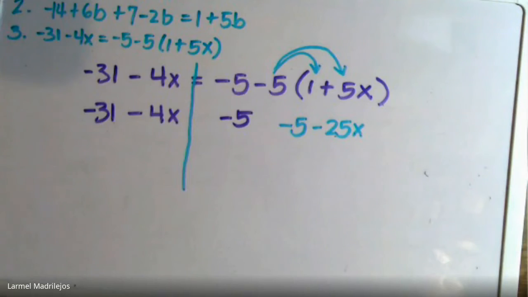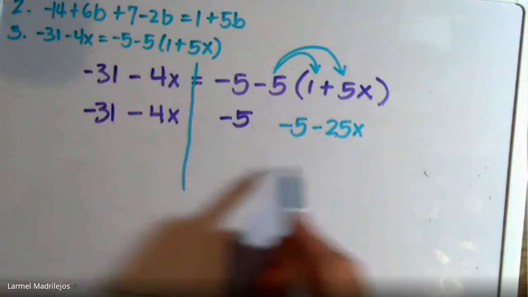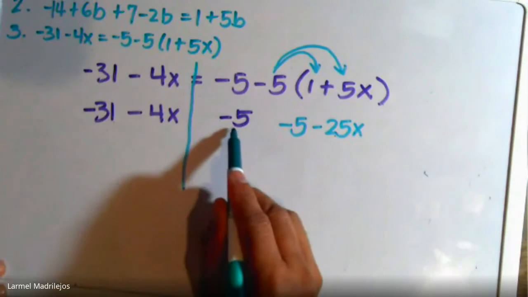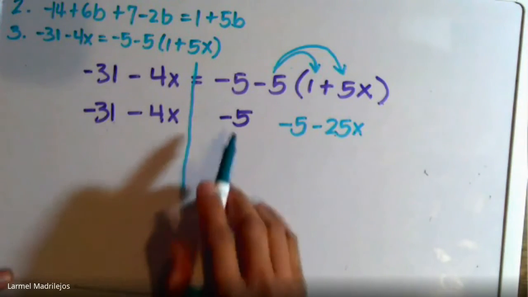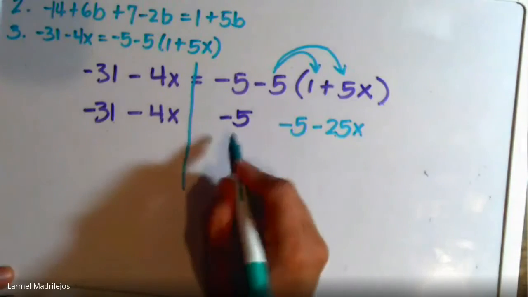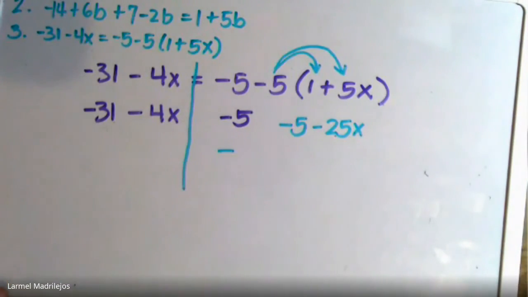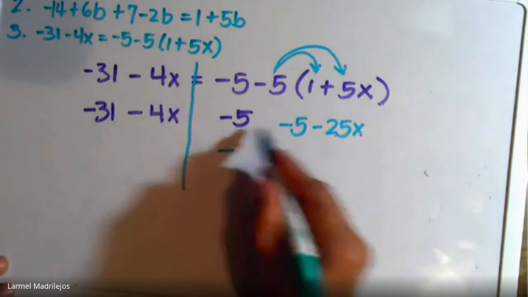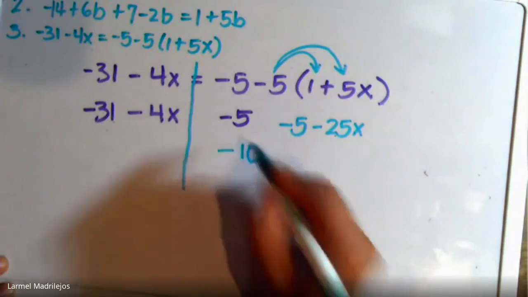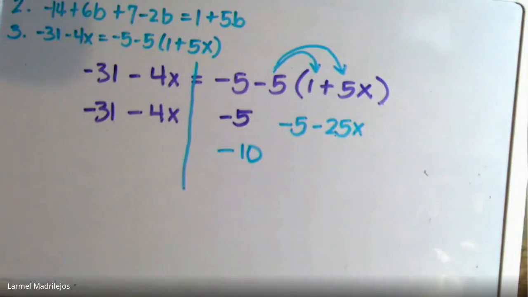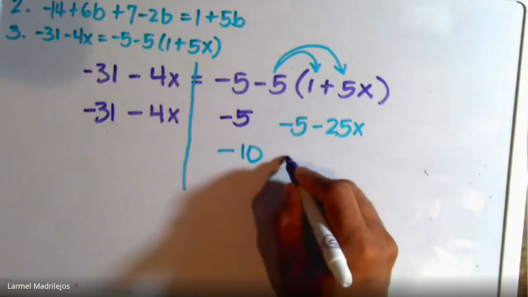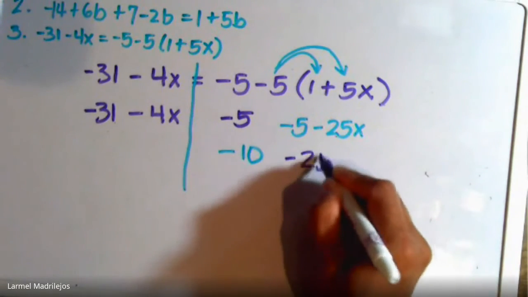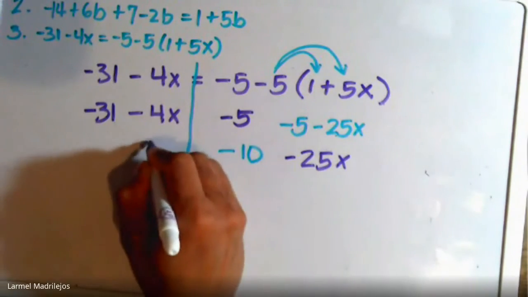Next, I need to figure out, there's still something to clean up here. These two numbers here, negative 5 minus 5. Rules of algebra: if you have the same sign, keep the sign and add 5 plus 5, 10. That's my new number there. I'm going to copy this here, minus 25x, and copy this here.